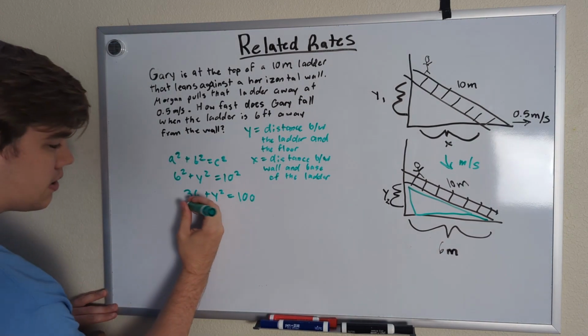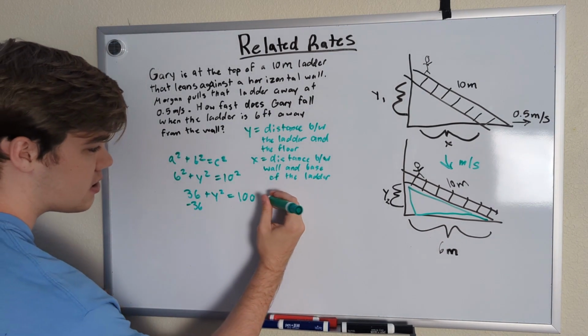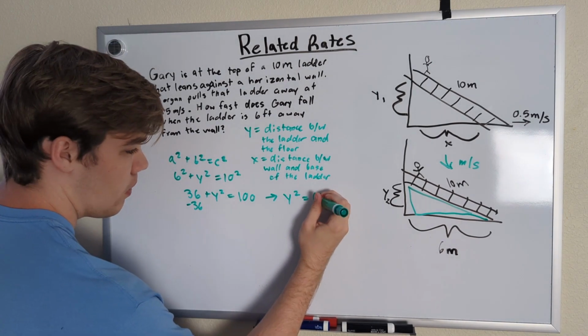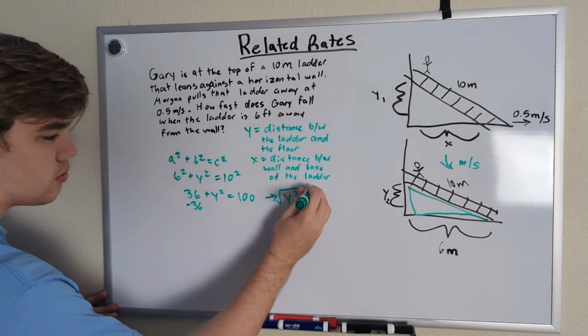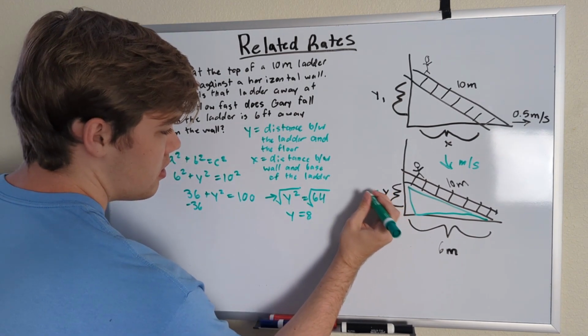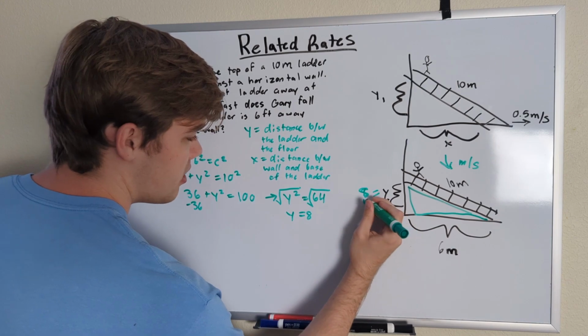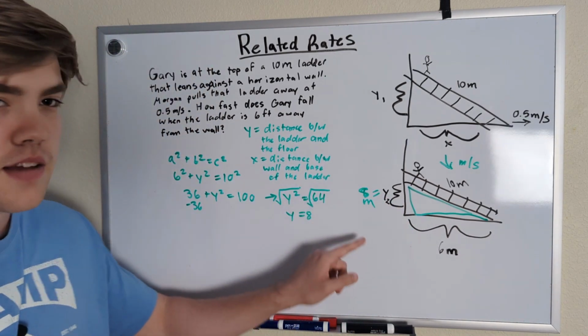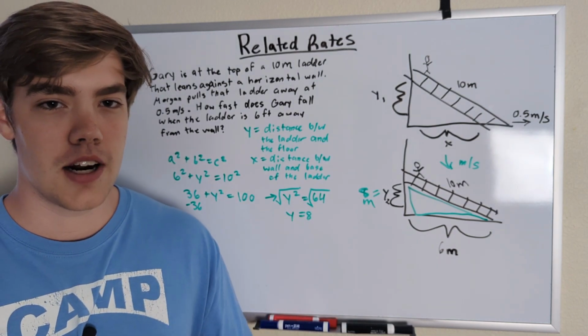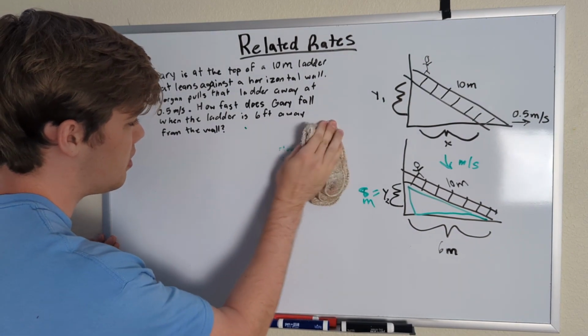To solve for y squared, you need to subtract 36 from both sides. So this turns into y squared is equal to 64, and square rooting both of these sides, we get that y is equal to 8. So this y value is equal to 8 meters. I know that looks a little weird, but 8 meters. And now that we have the height between the top of the ladder and the floor, we can solve this problem. I'm just erasing a couple things here so I have plenty of room to work with.